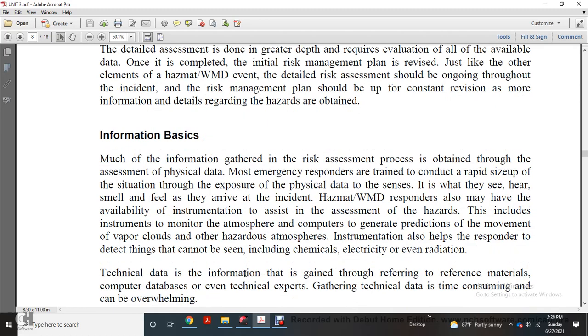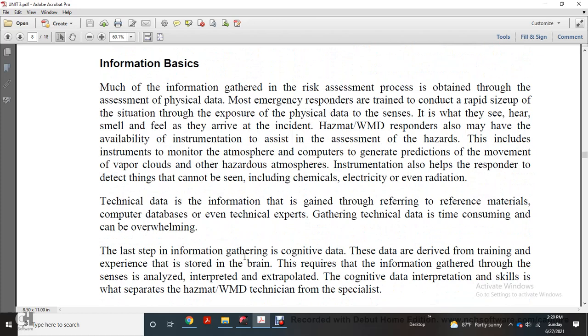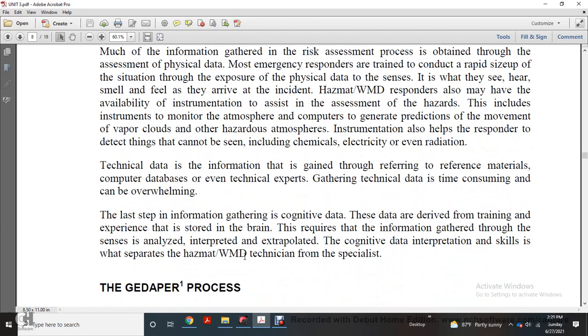Information for the risk assessment is obtained through the assessment of physical data. Emergency responders are trained to conduct a rapid size-up of the situation. Physical data is scene-sensitive, in which you see, hear, and smell on arrival at the incident. At a hazmat or weapon of mass destruction incident, responders may have the ability to use instruments to assist in the assessment of the hazard, including monitors of the atmosphere and computers that generate predictions of the movement of the vapor cloud. Hazardous atmosphere instrumentation also helps responders detect things that cannot be seen, including chemical, electrical, and even radiation hazards.